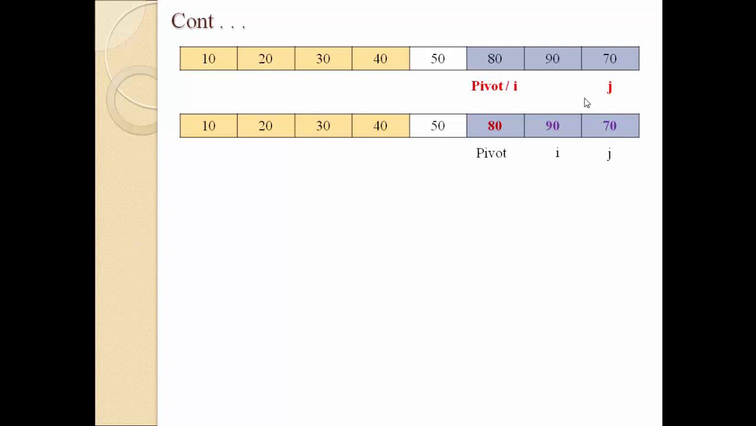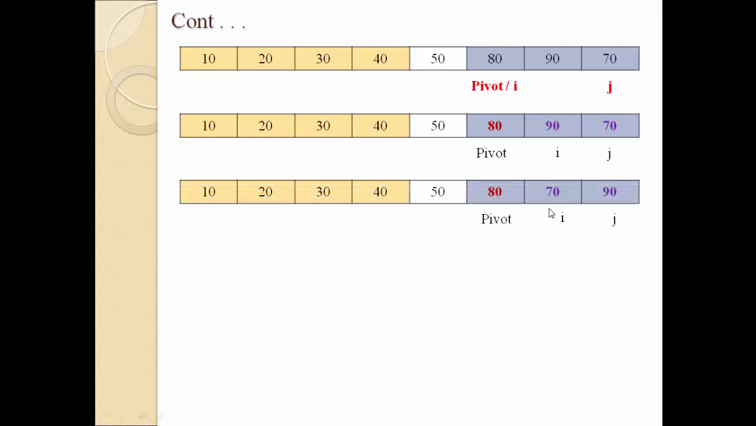70 will move here, 90 will move here. Then our next list will be like 70 here and 90 here. Again we have to increase the value of I and identify the number which is larger than the pivot. So the next value is 90. 90 is larger than the pivot, so the next value of I will be here.